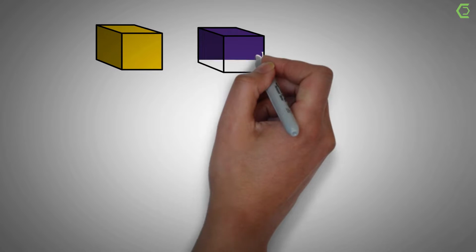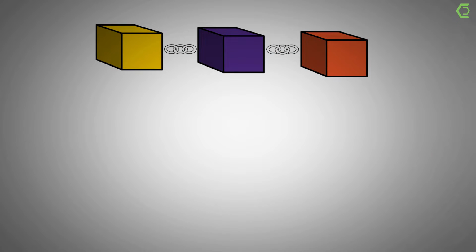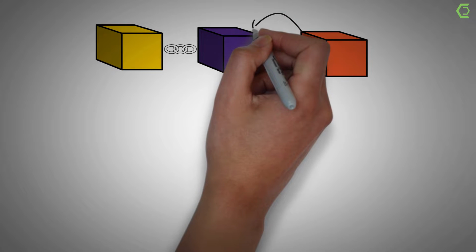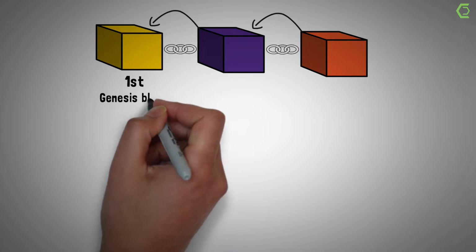Let's take an example. Here we have a chain of 3 blocks. As you can see, each block has a hash and the hash of the previous block. So block number 3 points to block number 2 and number 2 points to number 1. Now the first block is a bit special. It cannot point to previous blocks because it's the first one. We call this the Genesis block.